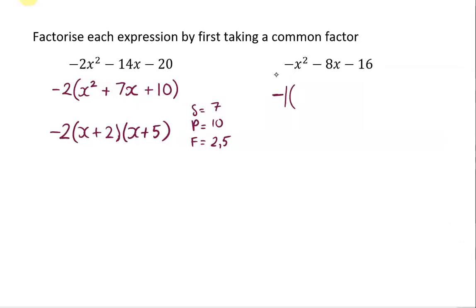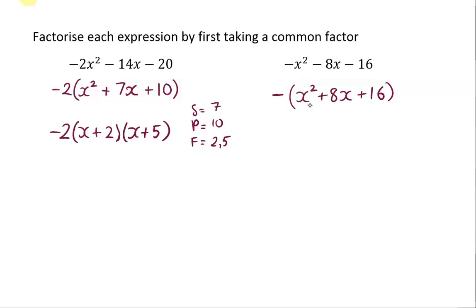-1 times what is going to give us -x squared? Well, that's x squared. -1 times what gives us -8x? Well, that's going to be +8x. And -1 times +16 gives us -16. And so we can see that by taking that -1, or just the negative, as our common factor, we ended up with positive terms inside the brackets. All of the signs switched to positive.